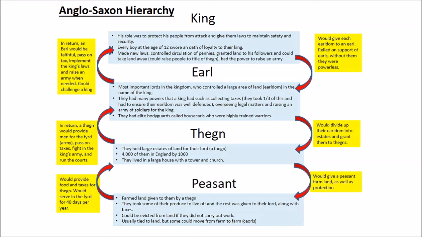So I thought what we could do just before we wrap this lesson up is we could have a little look at Edward himself, okay? Now, attached to this lesson, there should be a lovely little series of notes all about King Edward the Confessor and what type of king he was.